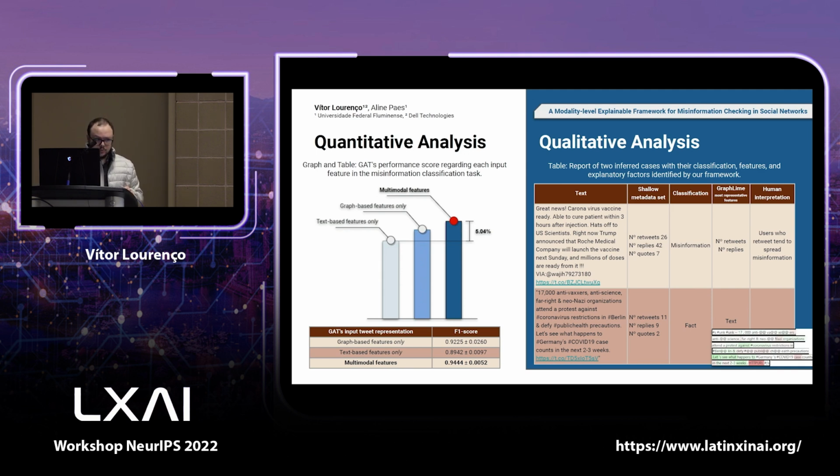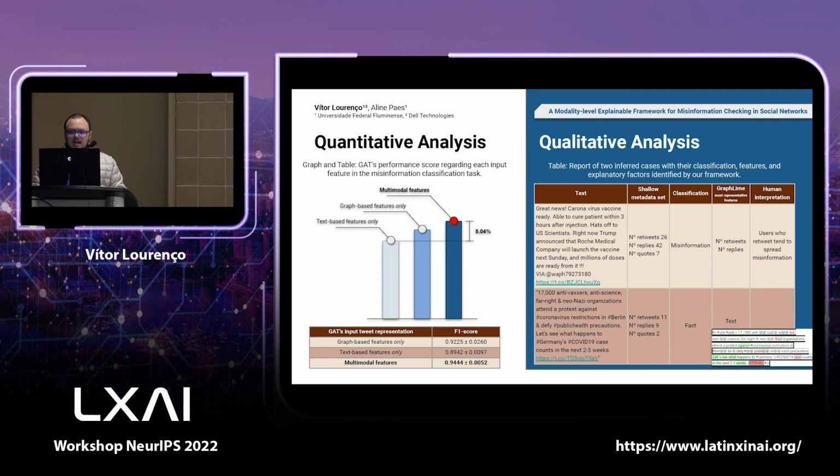We then proceed to analyze our solution. We perform a quantitative analysis and a qualitative analysis, and our preliminary findings show that, in the quantitative aspect, the multimodal feature vector does enhance overall classification results. We have a 5% difference between the text-only feature vector and the multimodal features.